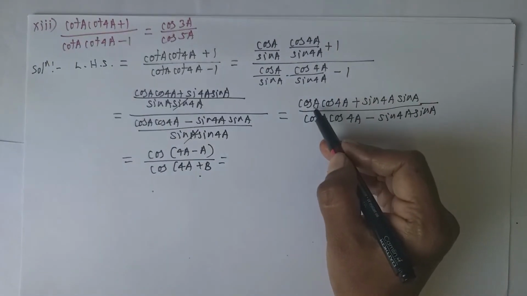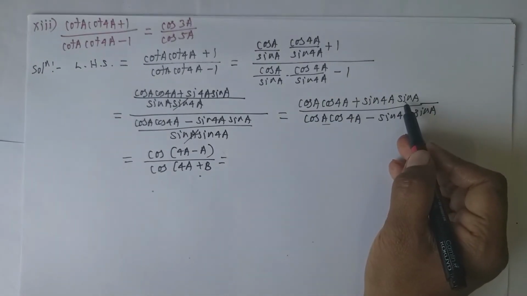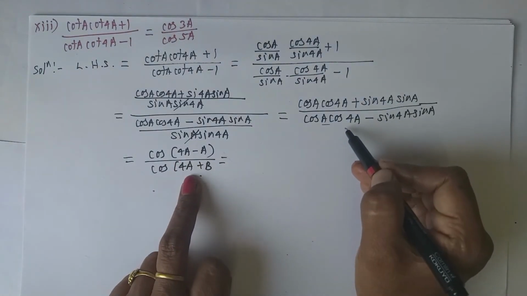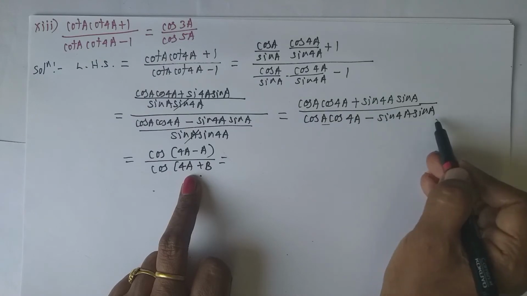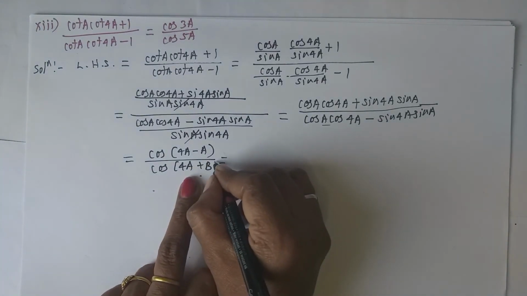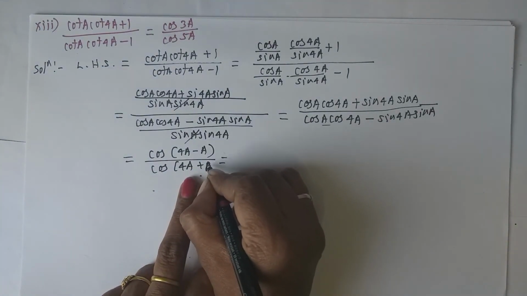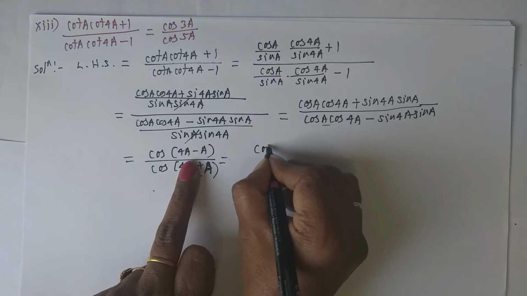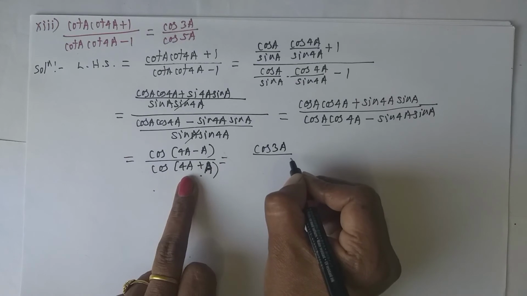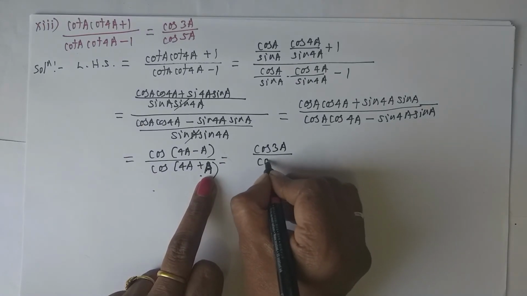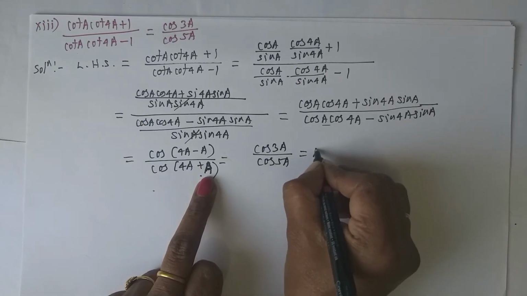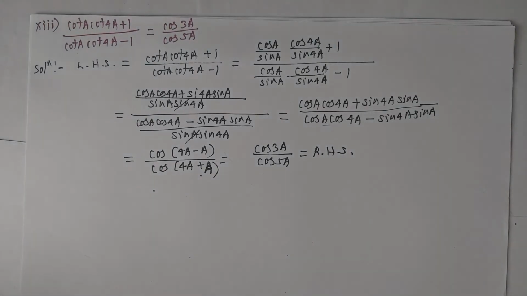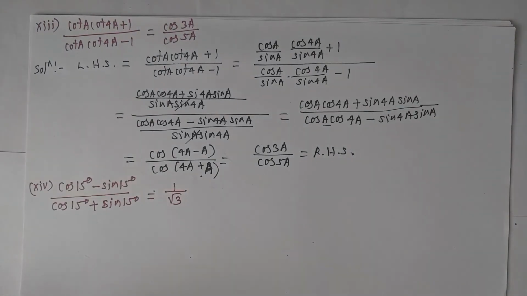See, cos A cos B plus sin A sin B means this is the formula of cos 4A minus A, and this is cos A cos B minus sin A sin B means cos 4A plus A. Now cos 4A minus A means cos 3A, and this is cos 4A plus A means cos 5A, and this is nothing but your right hand side. Okay, let's see the next problem. See, this is again a simple one.